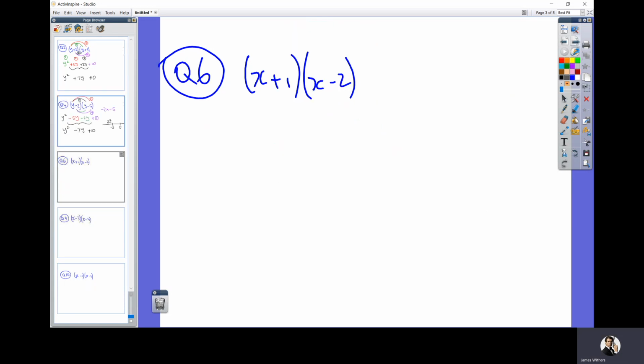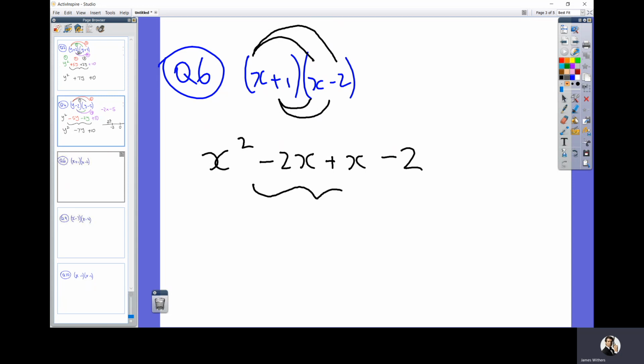Question 6. Claw 1, x squared. Claw 2, minus 2x. Claw 3, plus 1x, which is just plus x. And claw 4, minus 2. And gathering up those terms in the middle, minus 2, which you then add 1 to, gives you minus 1. So that's minus 1x or minus x. So that's x squared minus x minus 2.